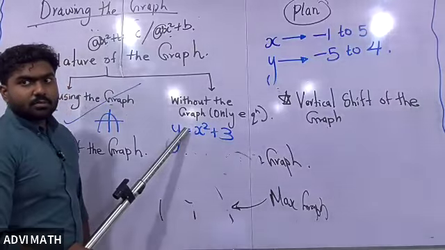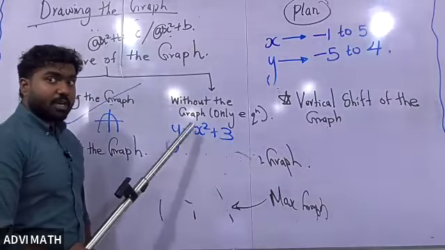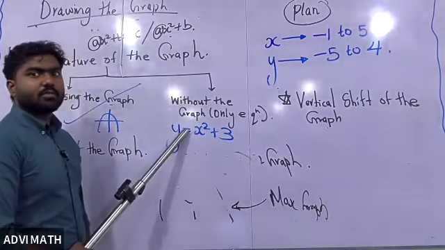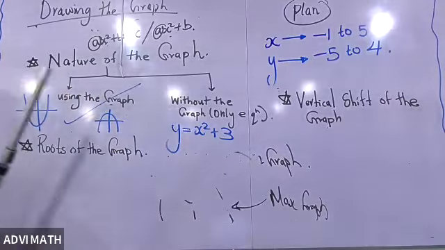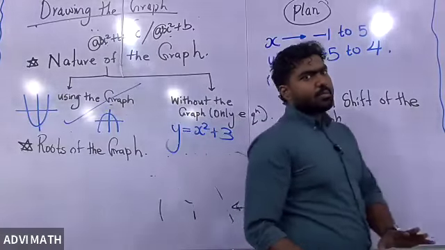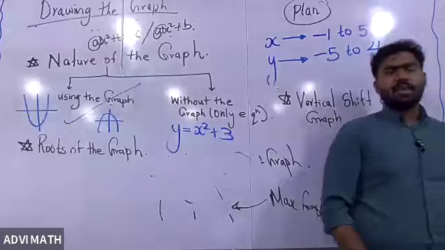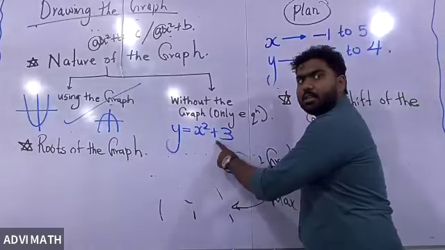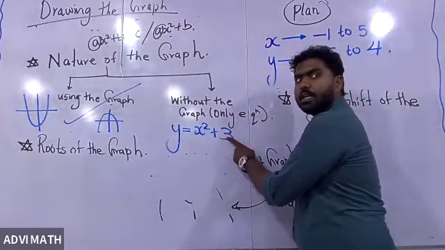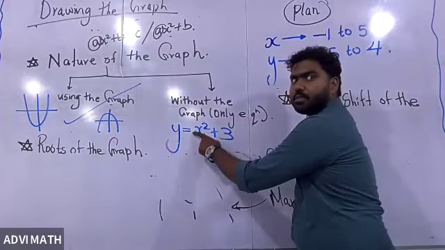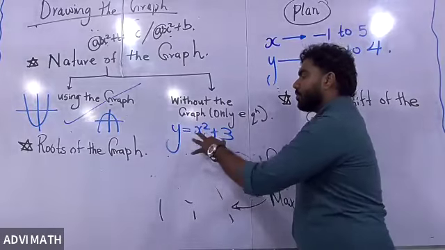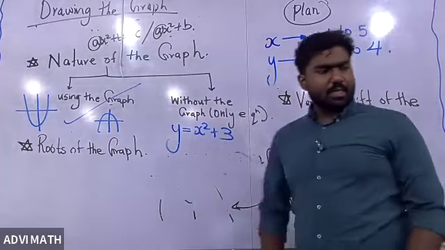The coefficient is what? 1. That 1 is positive or negative? If the coefficient of x squared is positive, the graph is a minimum graph. Positive means minimum graph. Negative means maximum graph. This is positive, right? Plus 3, in the sense what? Did I say this number or coefficient? Coefficient is positive means minimum graph.